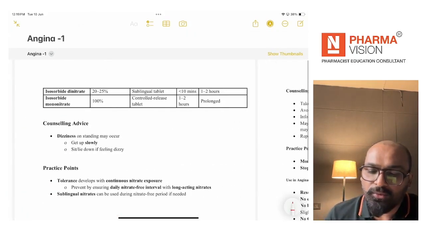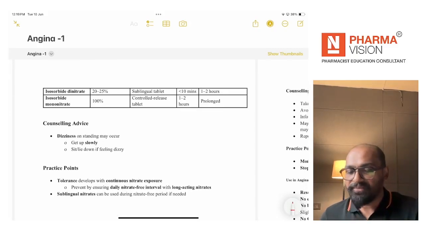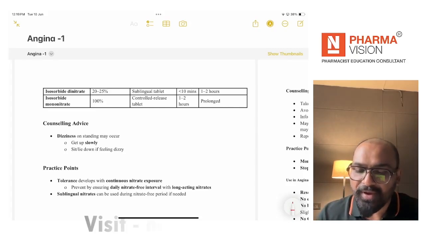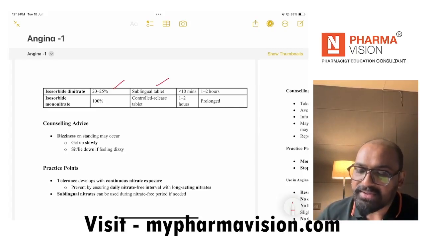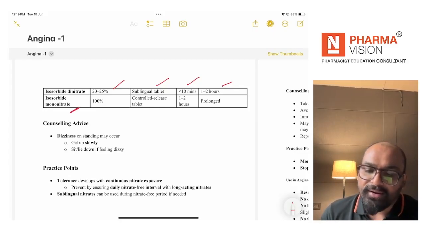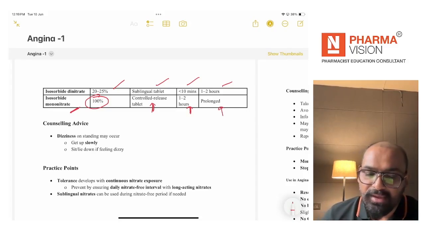Okay, isosorbide dinitrate bioavailability is 20 to 25%. Sublingual tablets require less than 10 minutes for onset, and oral forms 1 to 2 hours. Okay, isosorbide mononitrate has 100% oral bioavailability; the controlled release tablet requires 1 to 2 hours and has a prolonged action.